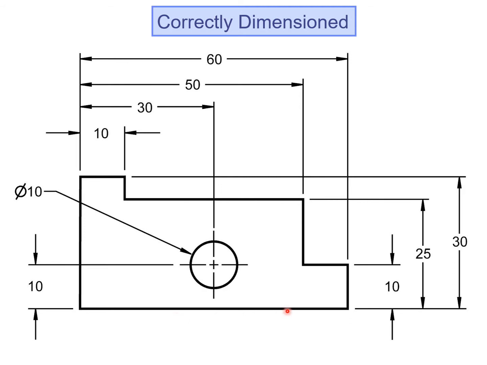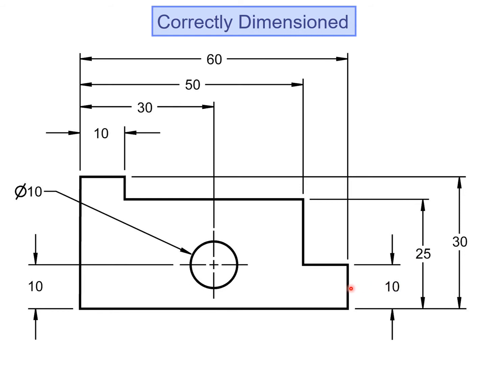We went from base to top because the base has more surface area. And again, we go from small dimension to large. And once again, the first dimension should be about 2 text heights away from the object.